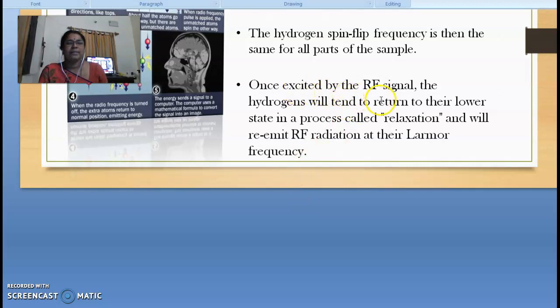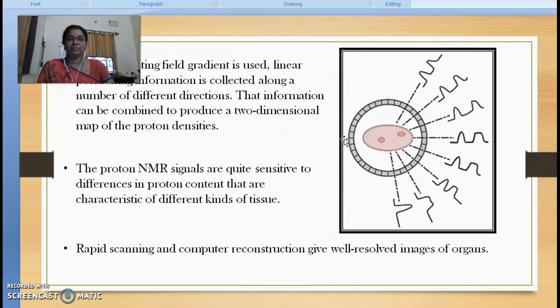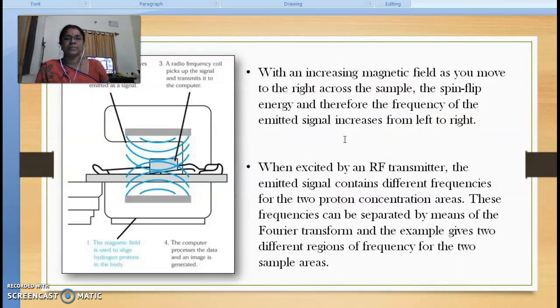So once excited by the radio frequency signal, the hydrogens will tend to return to their lower state in a process called relaxation, and it will re-emit radio frequency radiation at the Larmor frequency. So this is the patient like this.